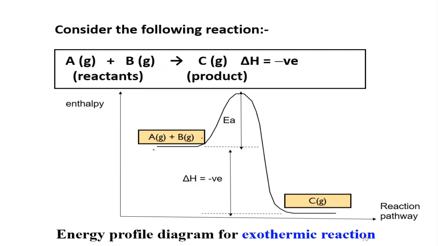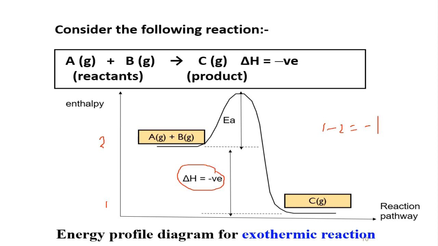This is the energy profile diagram for exothermic. As I told you just now, you can put a value 2 here, and then here is 1. So this is the enthalpy of the product. 1 minus 2 equals negative 1. That's why the value of enthalpy is negative for an exothermic reaction.